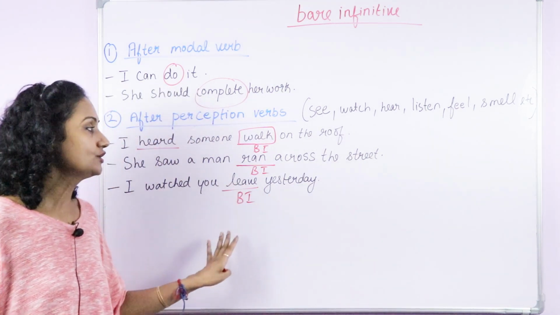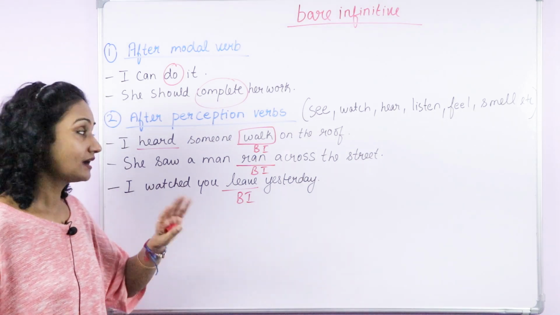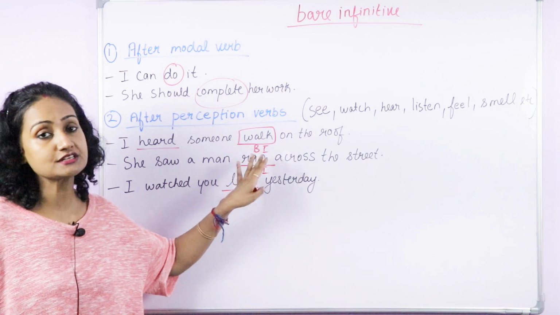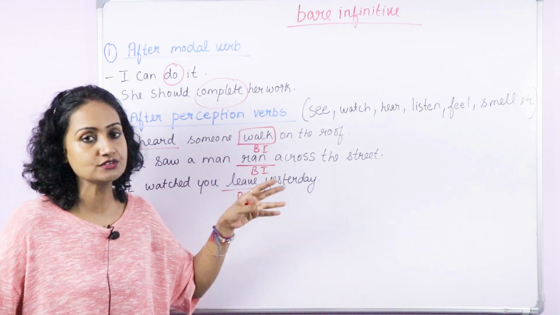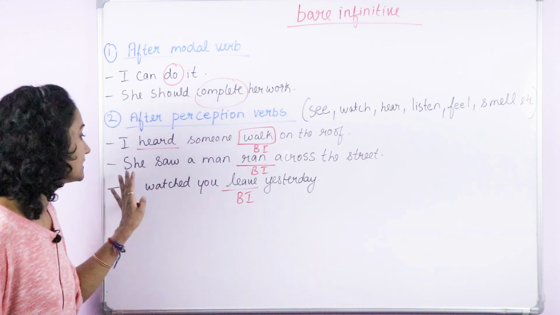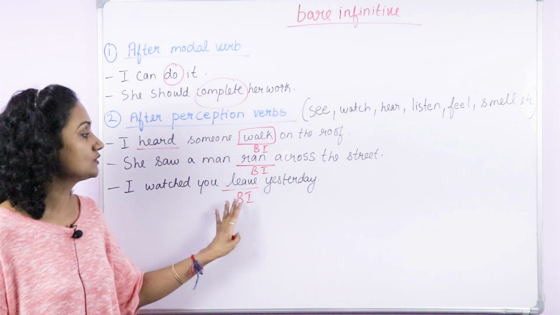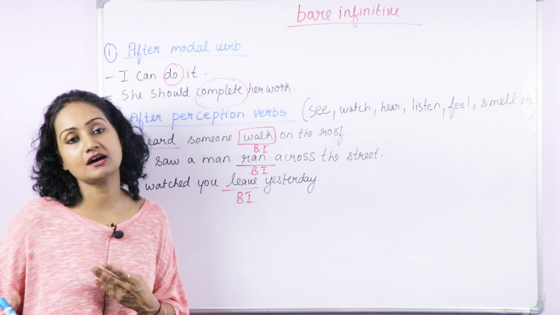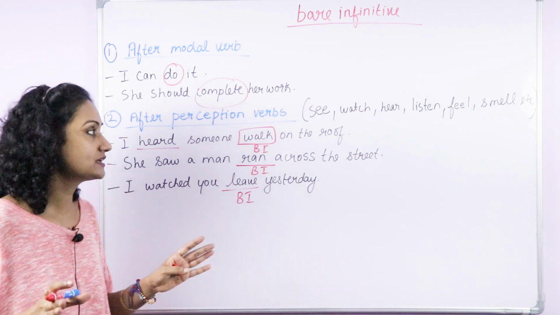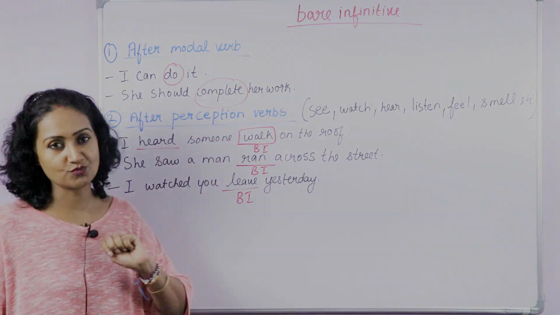Here we can use a gerund also after this. They both are correct. Either you can use a bare infinitive or a gerund. If you make a sentence like, I heard someone walking on the roof, that is also correct. She saw a man running across the street, or I watched you leaving yesterday. I watched you working yesterday. So these are all correct sentences, and you can use a bare infinitive or a gerund after perception verbs.